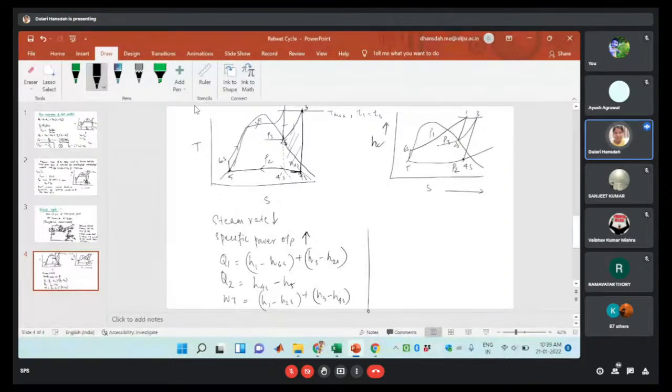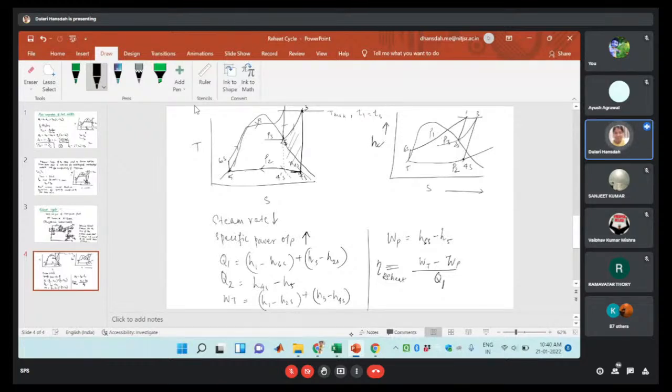Similarly, we can find out the pump work, that is H6S minus H5. Okay, so now the efficiency of the Rankine reheat cycle will be WT minus WP upon the heat input Q1. So in place of the turbine work, it will be H1 minus H2S plus H3 minus H4S, minus H6S minus H5. Okay, so the heat input we can write down like this.